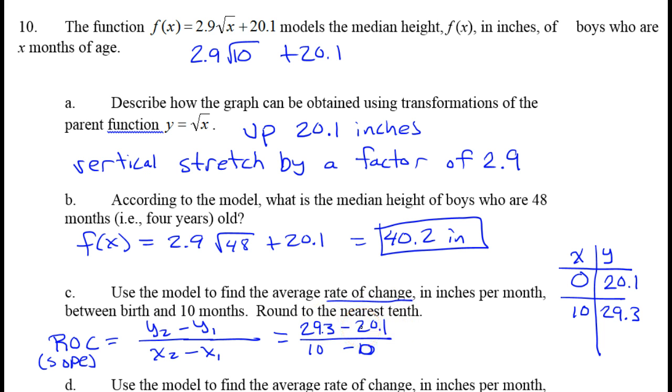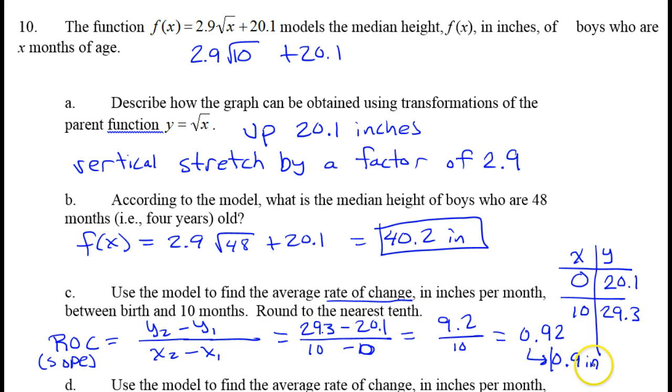So 29.3 minus 20.1 is 9.2, and of course 10 minus 0 is 10. Well, 9.2 divided by 10 is 0.92. Basically move that decimal point one place to the left in order to divide. So to the nearest tenth, that's 1 decimal place, so that's going to be 0.9 inches.